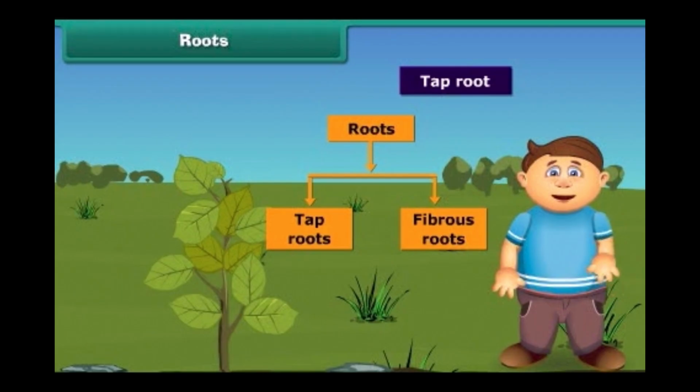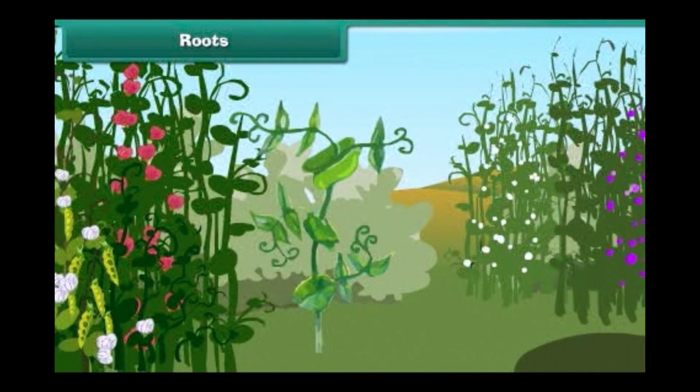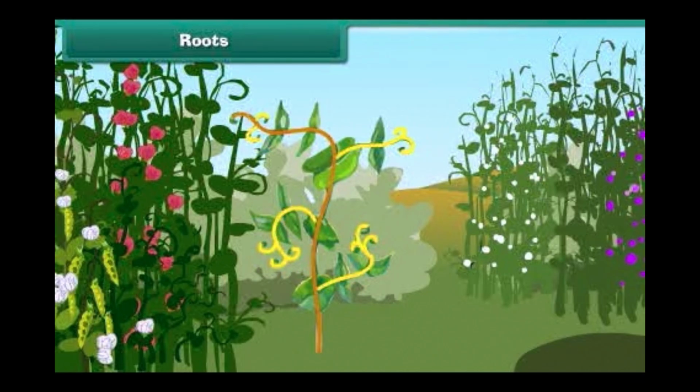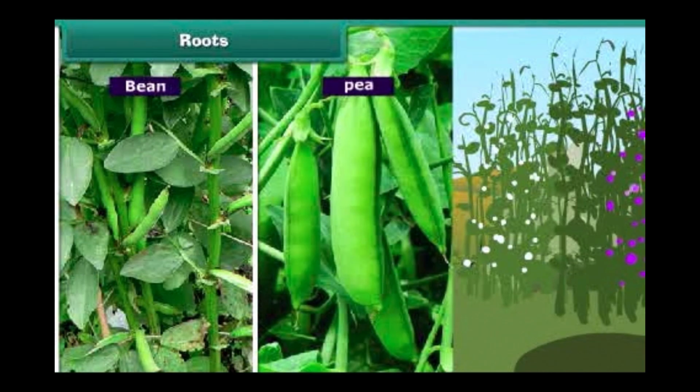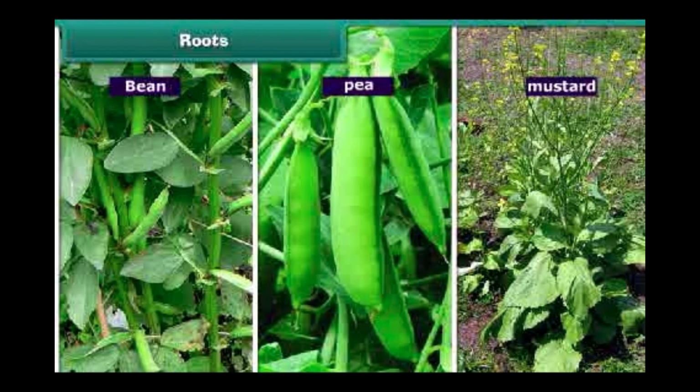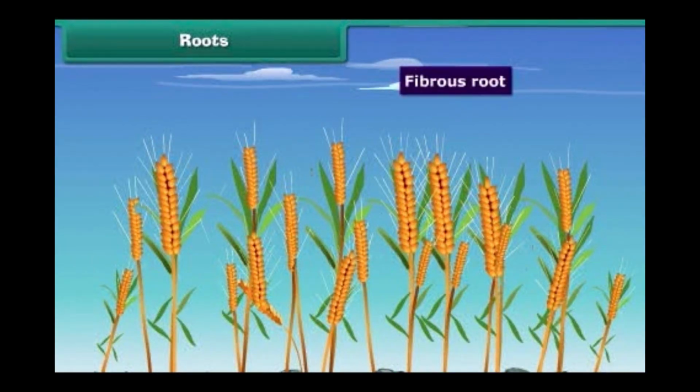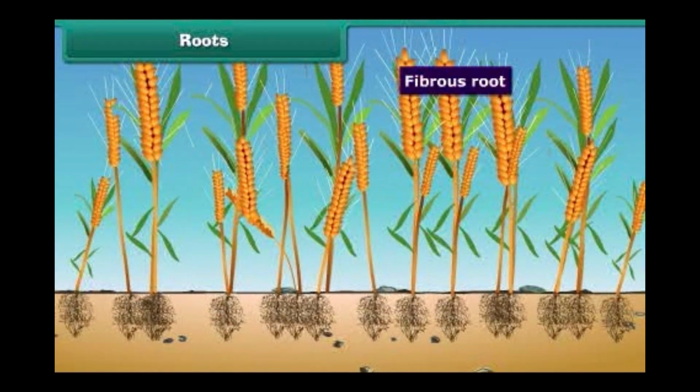But what are they? In a tap root, there is a main thick root that grows deeper in the soil. Several weak and thinner roots grow out from this main root. Tap roots are generally found in bean, pea and mustard plants. But in a fibrous root, a number of almost equal-sized roots are attached to the end of the stem. That is, there is no main root like tap root. This kind of roots is present in grass and wheat.